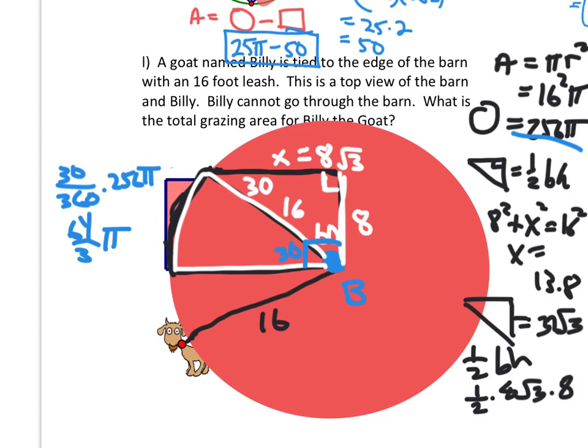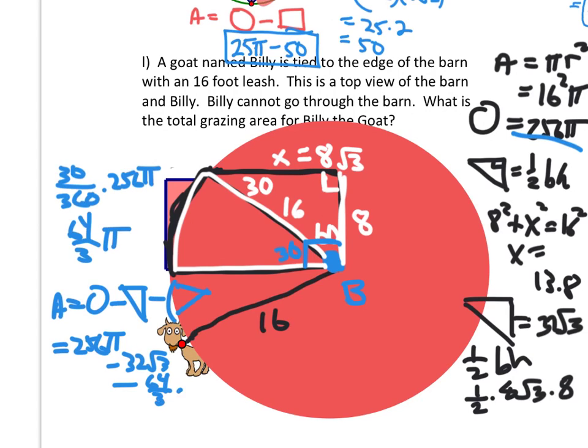Okay, so altogether, the whole area in which Billy the goat can move is the circle, take away the triangle, and take away the sector. So the area of the circle is 256 pi, take away the triangle, which is 32 radical 3, so minus 32 radical 3, and then minus the area of the sector, which is 64 over 3 pi.